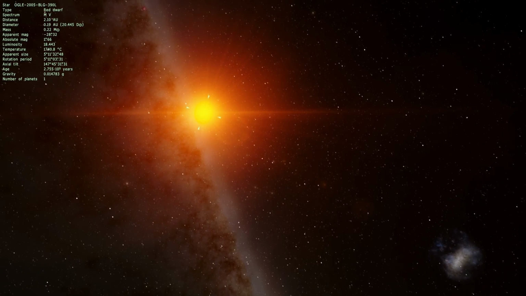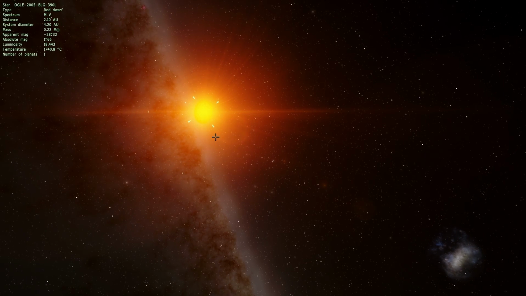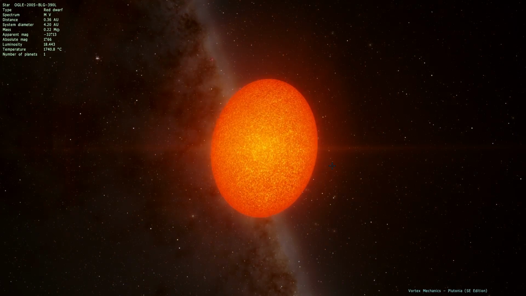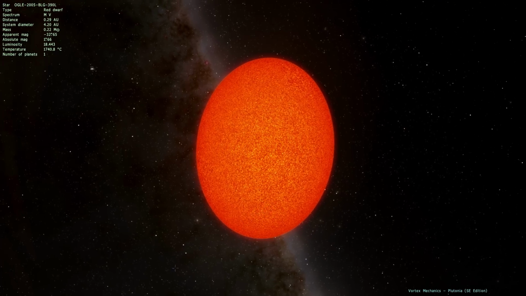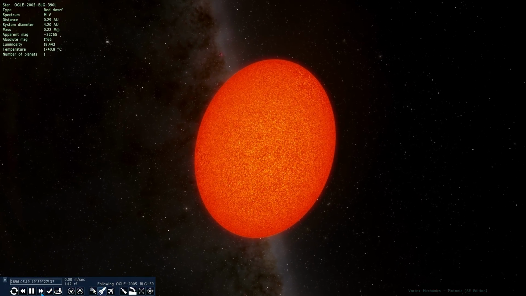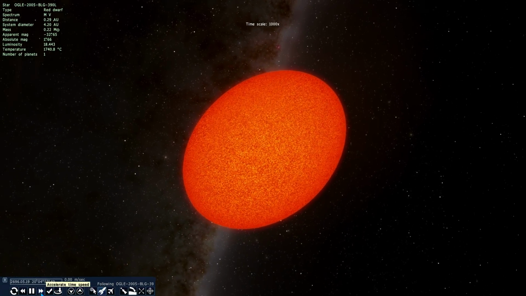Now I'm going to approach it so you can see its unusual shape. Let's go to this object. Let's take a look at it. So this is a red dwarf. We're going to turn a little bit, and what I want to do is accelerate time here just so you can see what's happening to it.